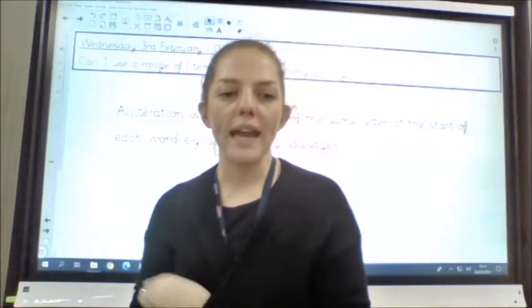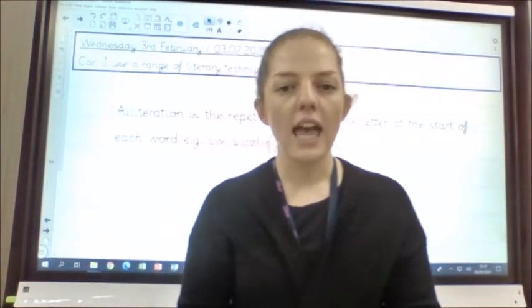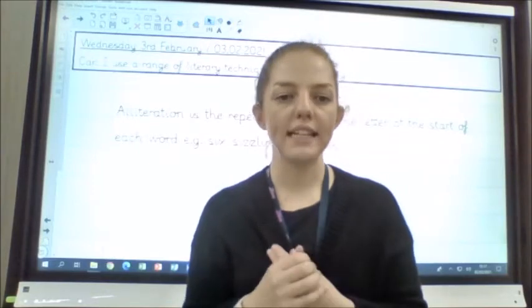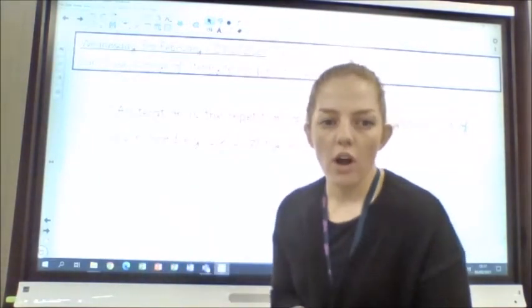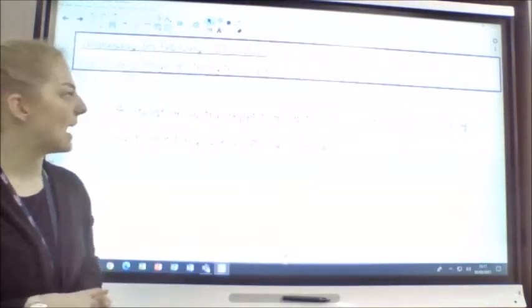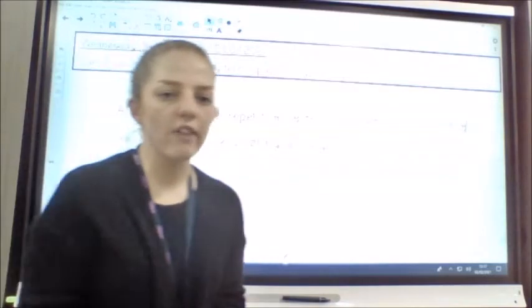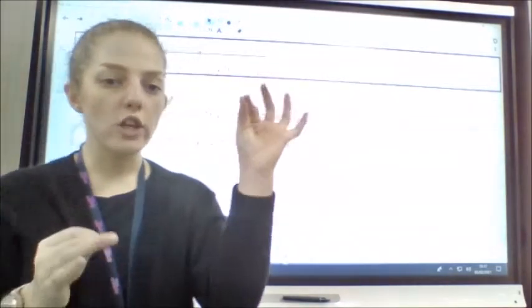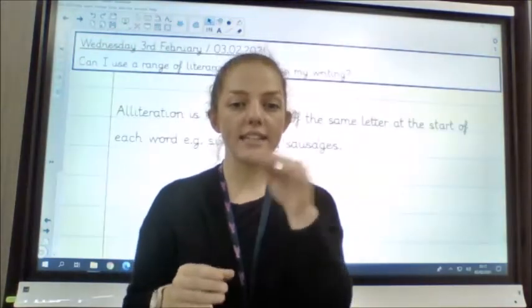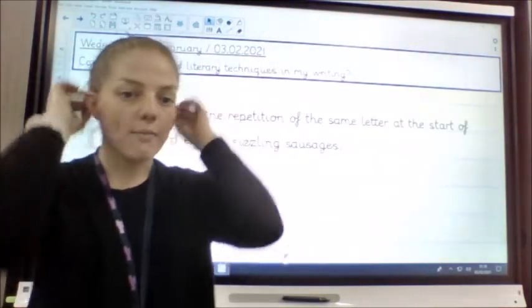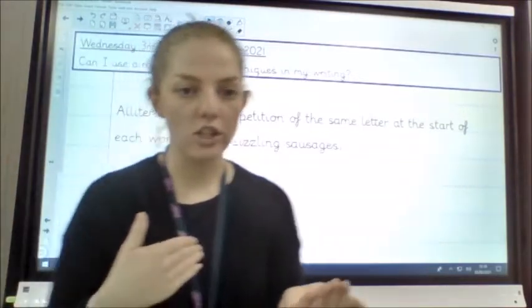Okay, so before we have a look at the writing task today, I just want to teach you and recap 3 literary techniques that we use in our writing. So our first one is alliteration. And alliteration is the repetition of words. So the first letter of each word is the same, and it's the same letter at the start of each word. So my example is 6 sizzling sausages.